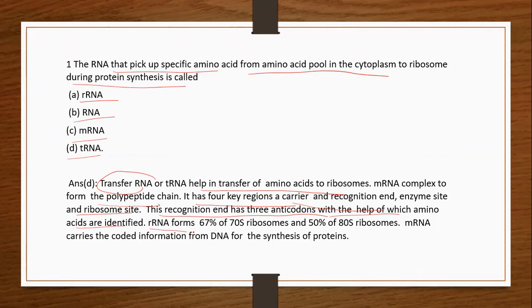Ribosomal RNA, we know it forms 67% of 70S ribosome and 50% of 80S ribosome. mRNA, we know it carries the coded information from DNA for the synthesis of proteins. So option D, that is transfer RNA, is the correct answer, as this is the RNA that picks up specific amino acid from the amino acid pool in the cytoplasm during the protein synthesis.